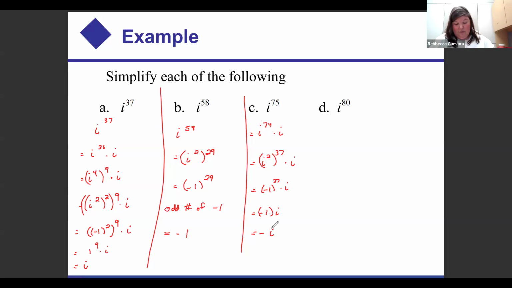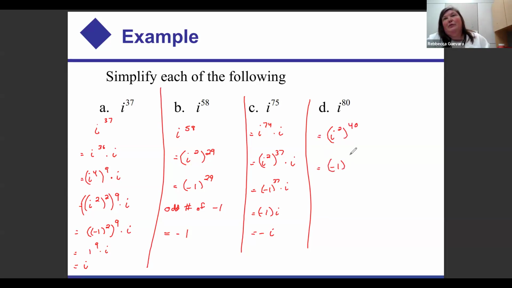All right, and then the last one is 80. So 80 is just 2 to the power of 40. So that is -1 to the power of 40. So now we have an even number of negative 1s. That is going to turn into a +1.